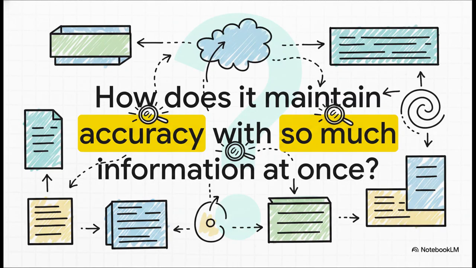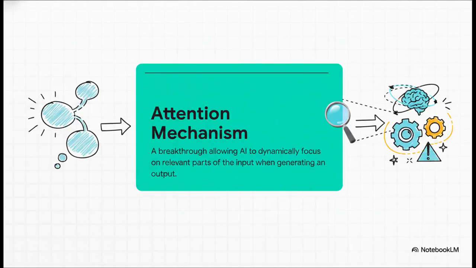Okay, but that brings up a really important question, doesn't it? If the model is looking at everything all at once, how does it know what's actually important? How does it keep from getting completely confused and spit out something that makes no sense? And the answer is a brilliant breakthrough called the attention mechanism. You could almost call it the secret sauce.